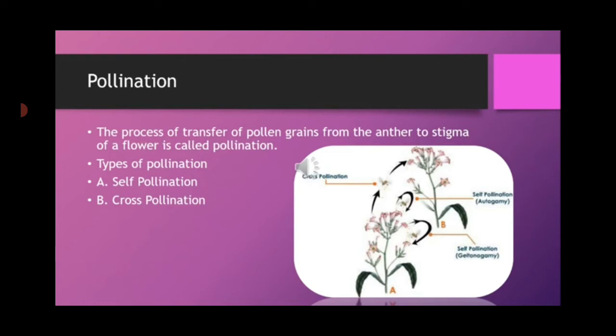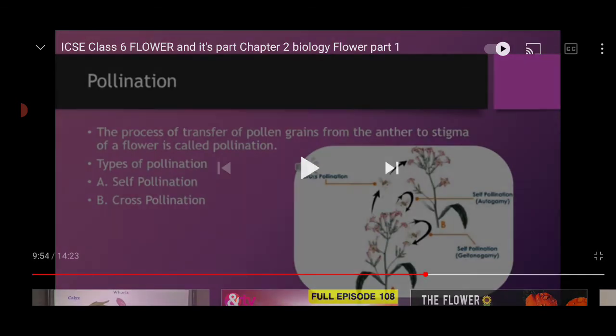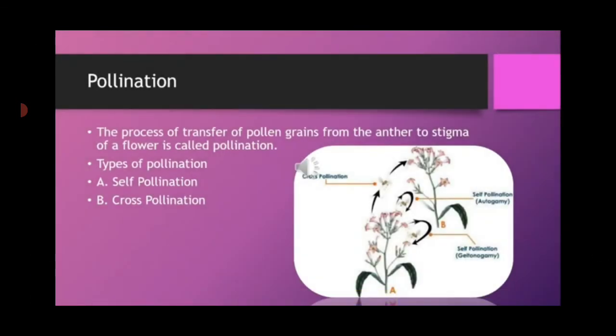Next is cross-pollination. Cross-pollination occurs between the flowers of different plants of the same type, and there is transfer of pollen grains from the anthers of one flower to the stigma of another flower of two different plants. So children, this is all about self and cross pollination.